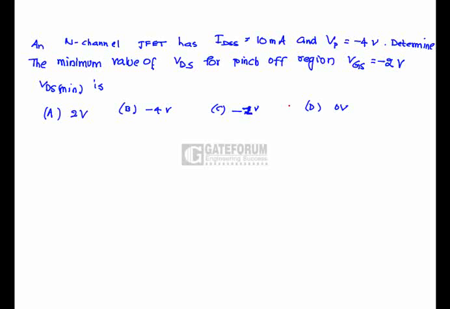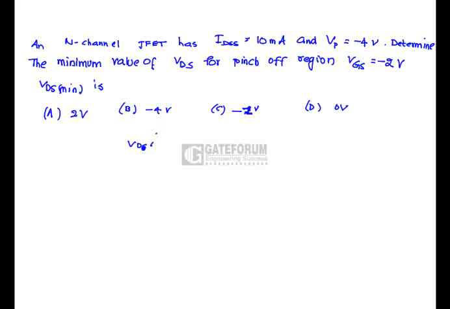An N-channel JFET has IDSS equals 10 milliamps and VP equals -4 volts. Determine the minimum value of VDS for which the pinch-off region exists, when VGS equals -2 volts. That is, VDS min is.